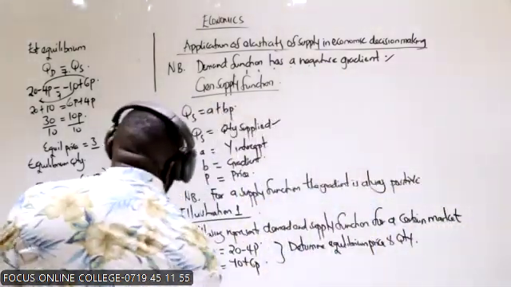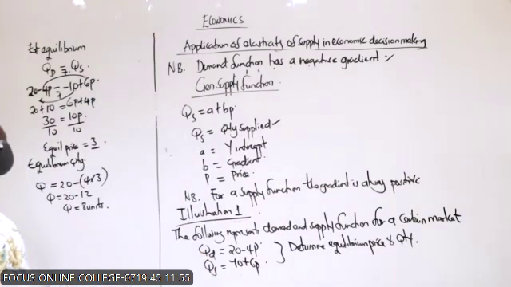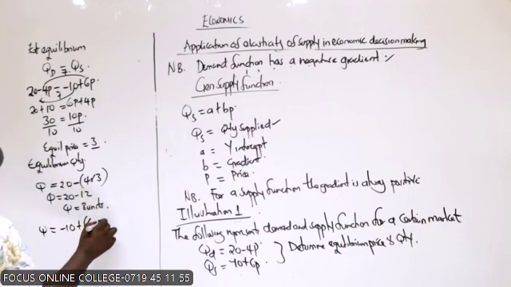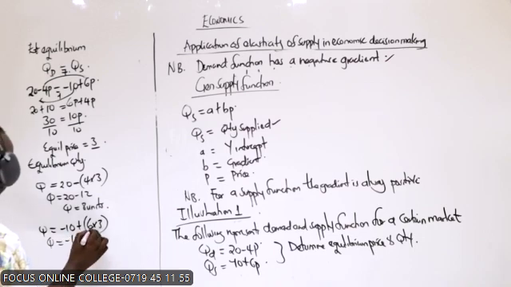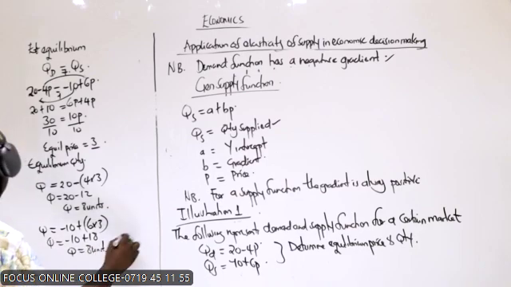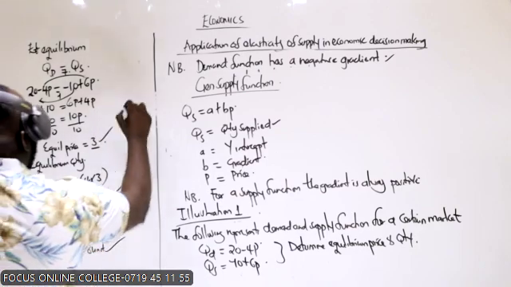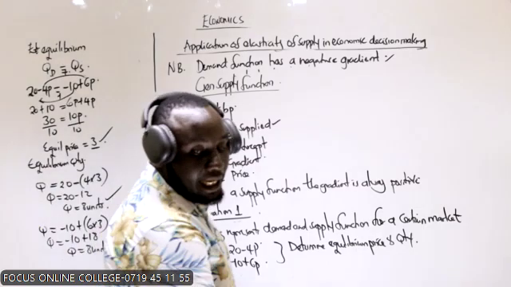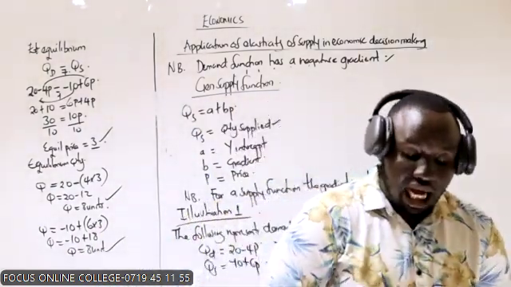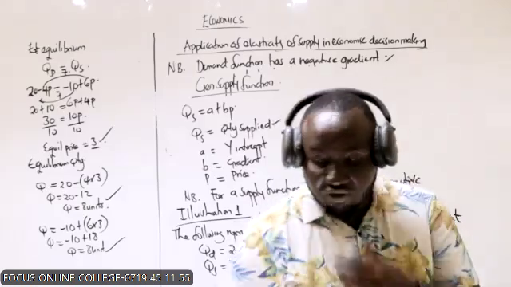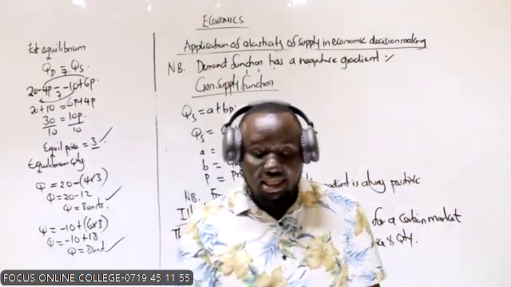Allow me to pick the supply function. If I pick the supply function, Q is equal to negative 10 plus 6 times 3, so Q is equal to negative 10 plus 18. We still have Q being 8 units. So the equilibrium quantity is 8 units, and the equilibrium price is 3 shillings. Sorted? Are we together? If you're sorted, respond with a yes.